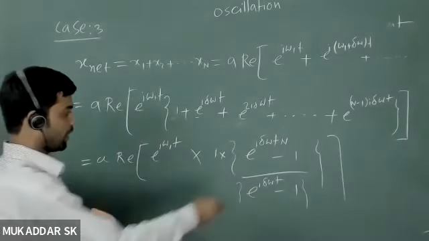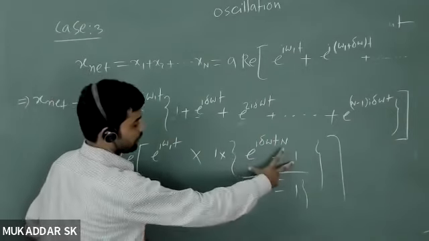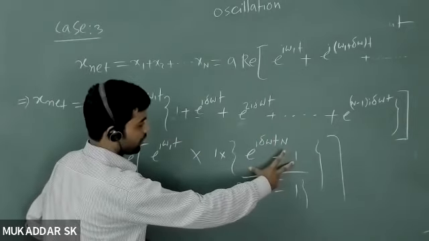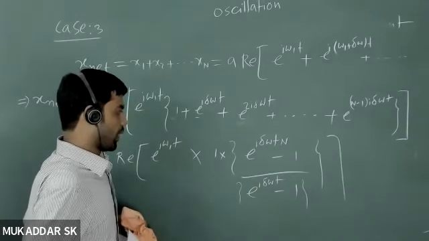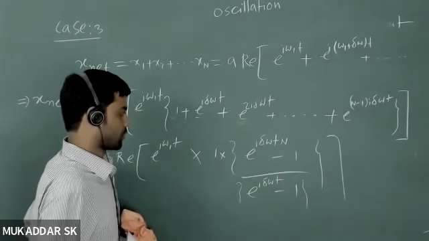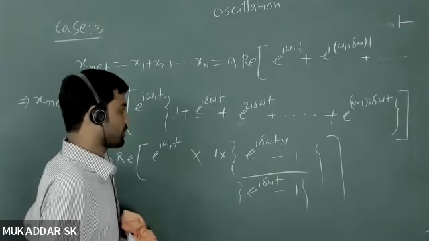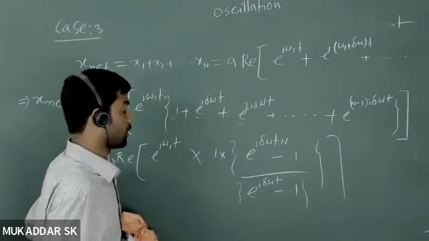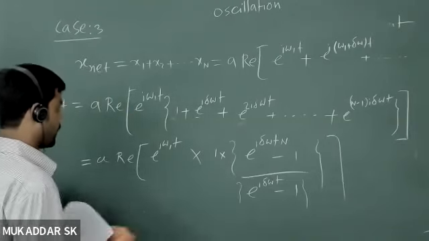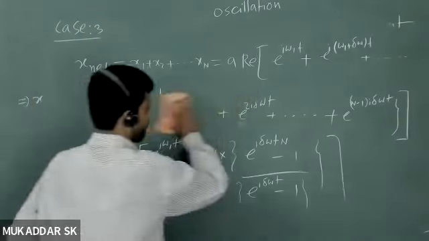Okay. Now I'll take exponential from this upper side. I'll take exponential i n by 2 delta omega t common. What I'll take common? Exponential i n by 2 delta omega t common. So I'll take common, like what I'm trying to say.